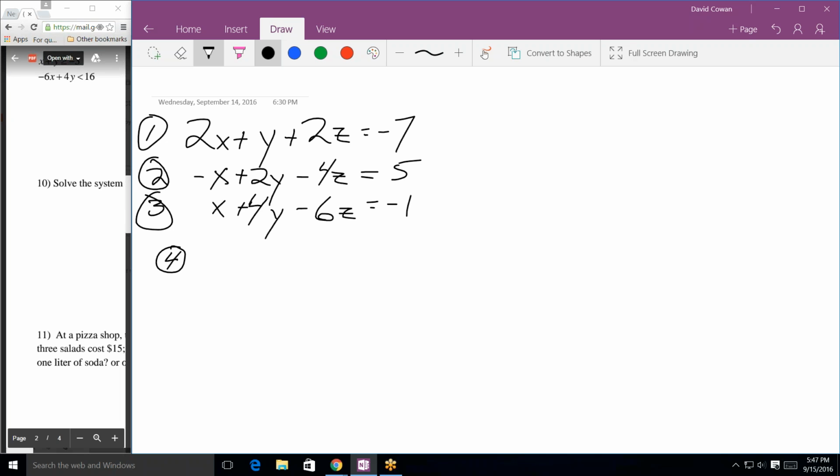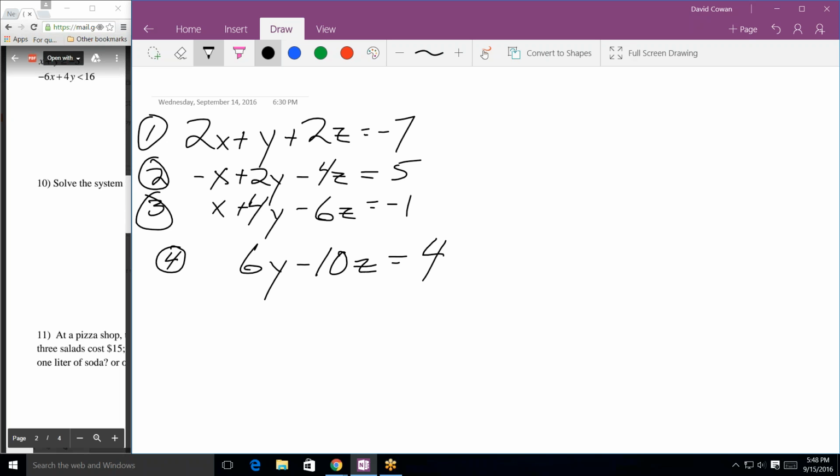Actually, you can. If you add equation 2 to equation 3, x goes away, right? Yeah. All right, so let's do that. What do you get when you add those 2 equations? 6y minus 12z equals 4. 10z, 10z.